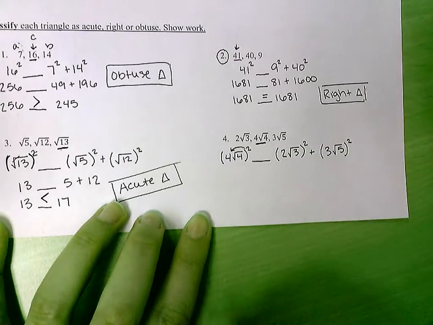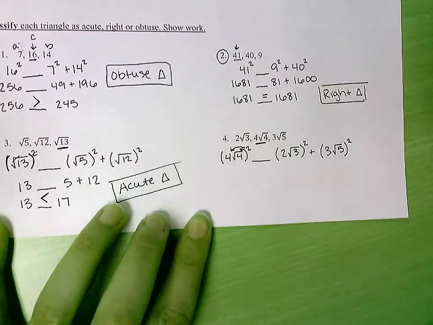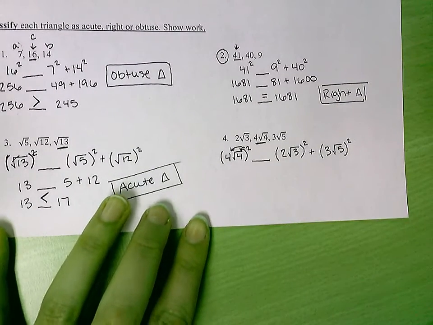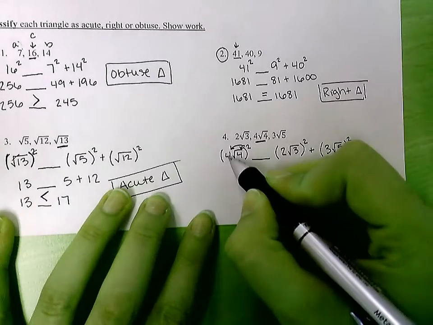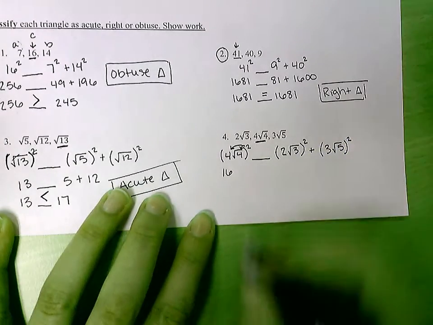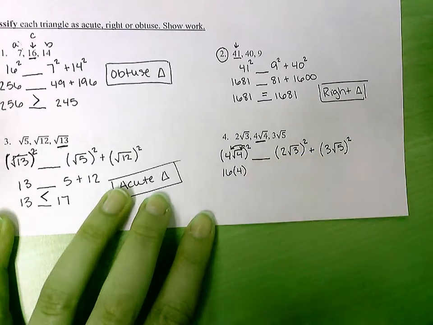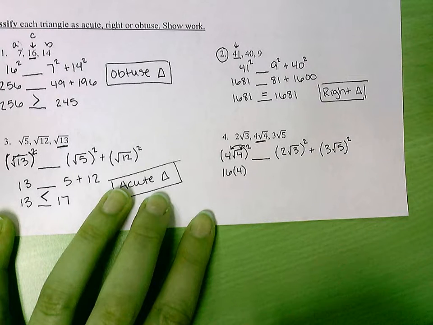So I need to square that 4, and I need to square that square root of 4. Okay, so if I square 4, I get 16. And if I square this square root of 4, I just get 4. Okay, and those are multiplied together.